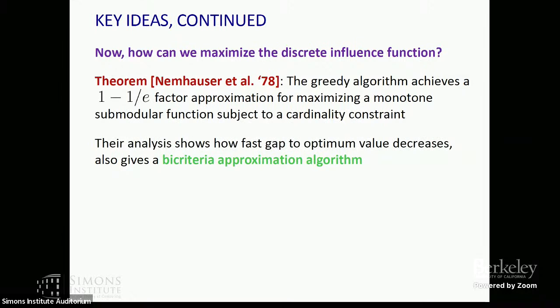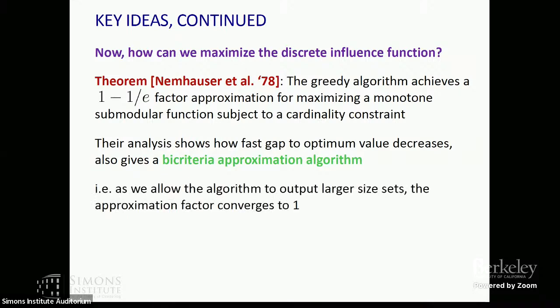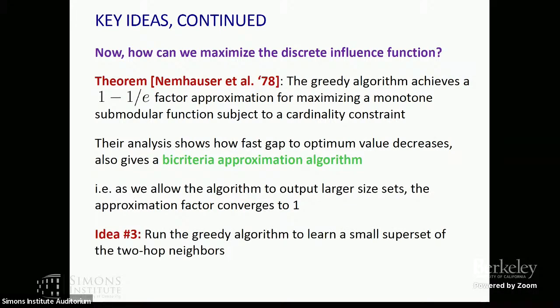But it turns out that you can actually use their analysis and turn it into a bi-criteria approximation algorithm. Namely, it achieves an approximation factor that converges to 1, but at the cost of looking at larger sets that expand the cardinality of the thing you're competing with. And now what you can do to turn this back into an algorithm for learning ferromagnetic RBMs is take your discrete influence function restricted to the observed nodes. You start from some node I and you keep greedily adding other observed nodes that increase the discrete influence function.